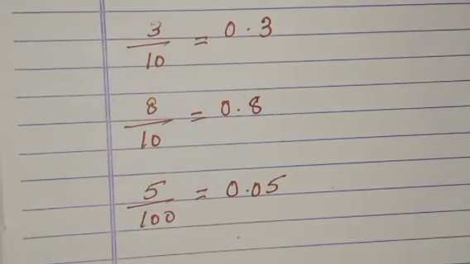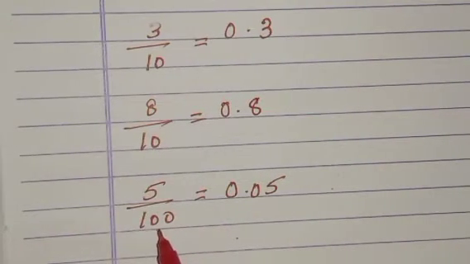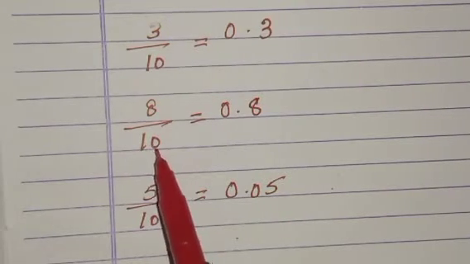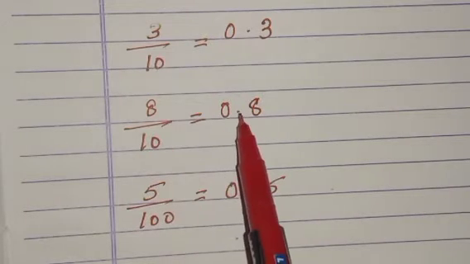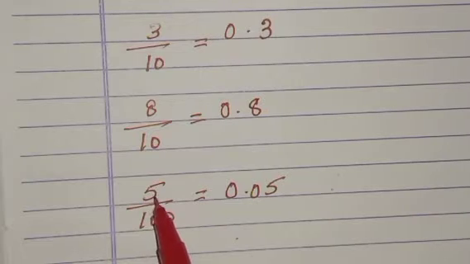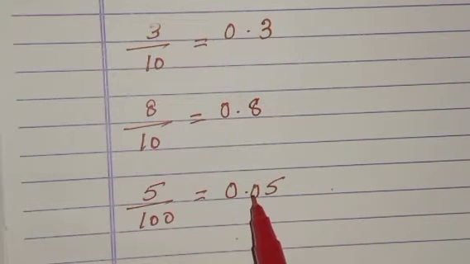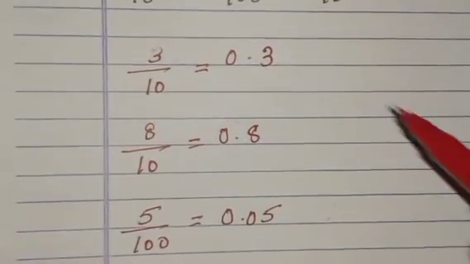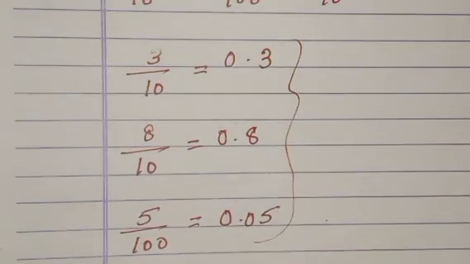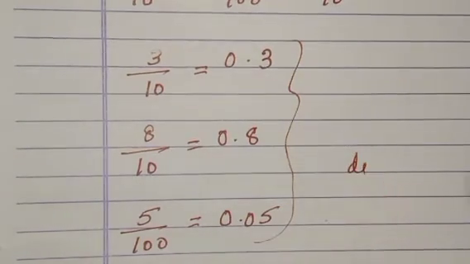0.05. Here the denominator is 100, so after the point we write two digits. If it is only 10, then after the point we write only one digit, like 5 in 5 by 10. So these numbers are called decimals.